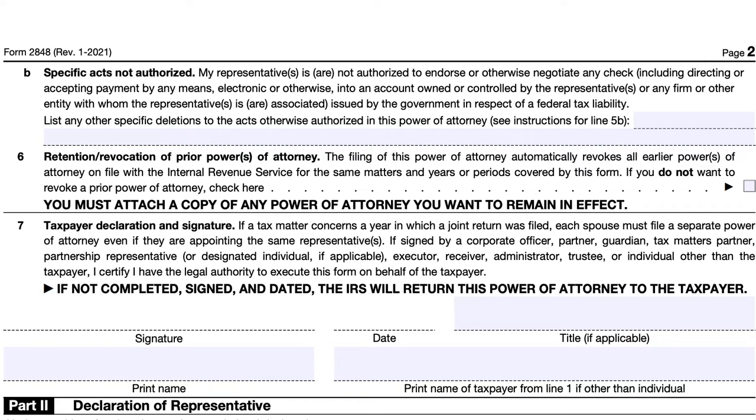Under line 7, you will sign and print your name. You will date it. If you have a title, then you'll put your title in, and you will print the name of the taxpayer from line 1 if it's other than an individual. So, for example, a business. If you are a corporate partner or officer, if you're a guardian, if you are a representative of anyone other than yourself, then you should print the name of the eligible taxpayer separately from your own name.